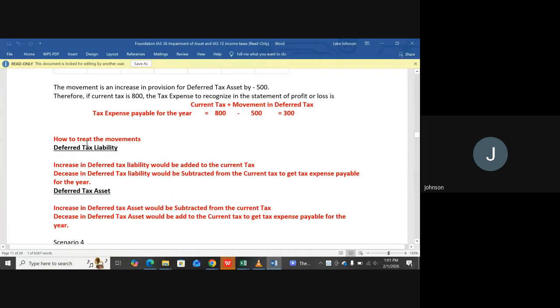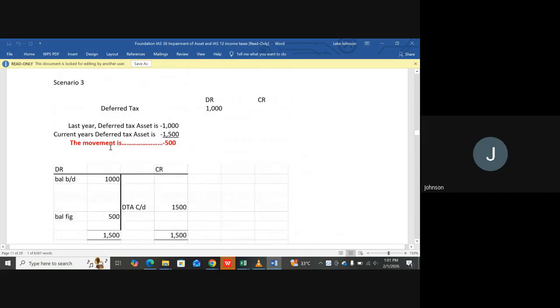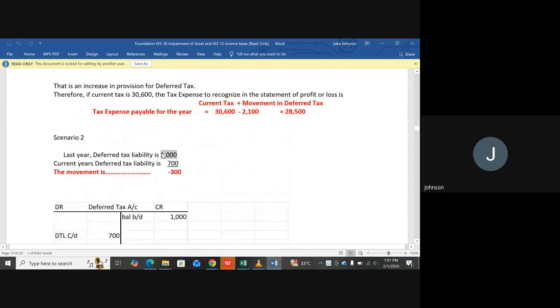They say how to treat the movement. When you have an increase in deferred tax liability, you add the increase to the current tax. Current tax naturally is a liability, and deferred tax also is a liability. For instance, last year we had 1,000 as our deferred tax liability balance, and then we discover it has increased to 1,500. So an increase in deferred tax liability will be added to the current tax because the current tax also is a liability. Let's say last year it was 1,000, but this year it has gone to 1,700, so you can see there is an increase. But if there is no increase, then it means there's a decrease.